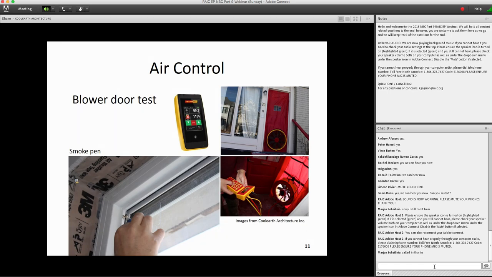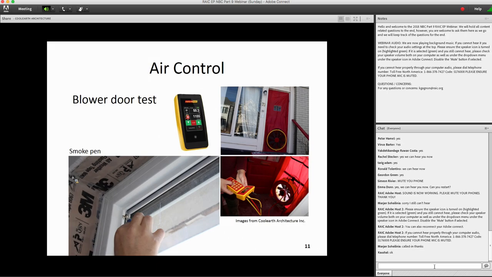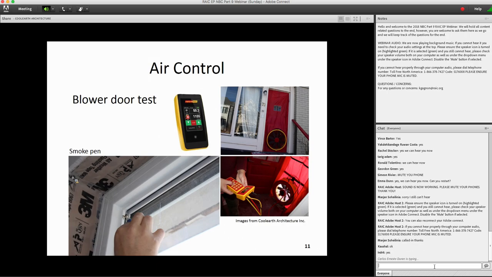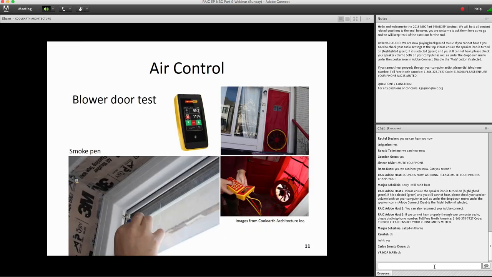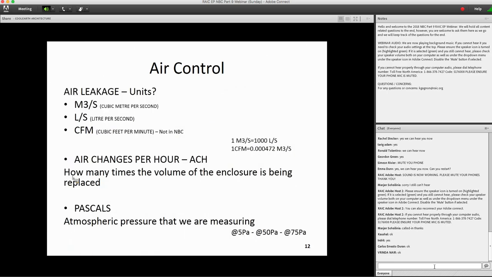Let me double check if everyone is hearing me. Please, Camille and Kristen, can you give me a final okay? Perfect, thank you. Okay, we're good to go. Sorry.